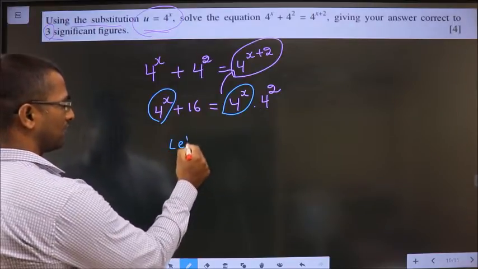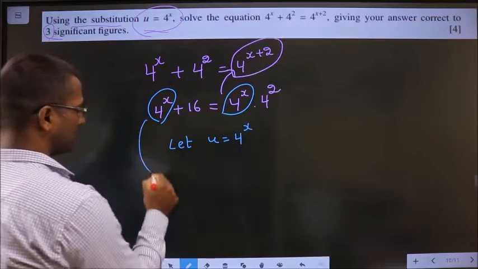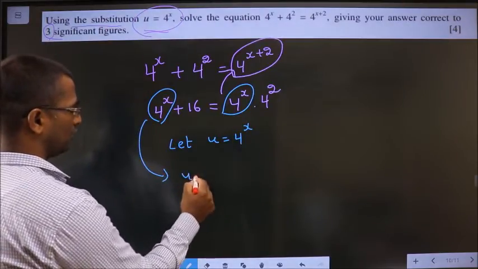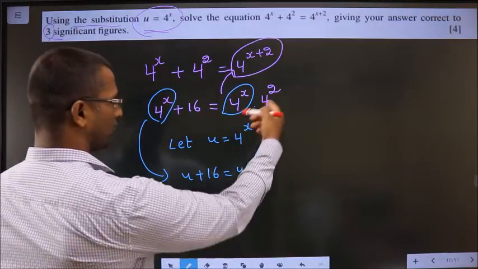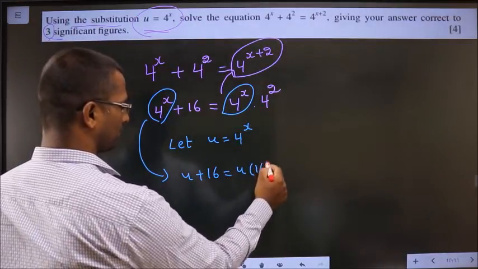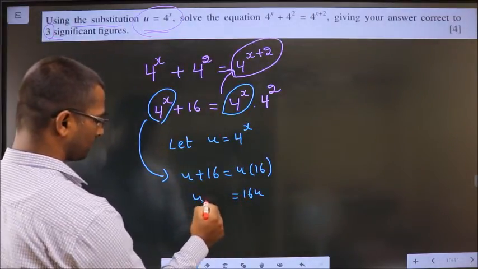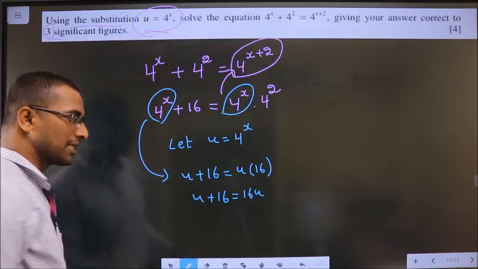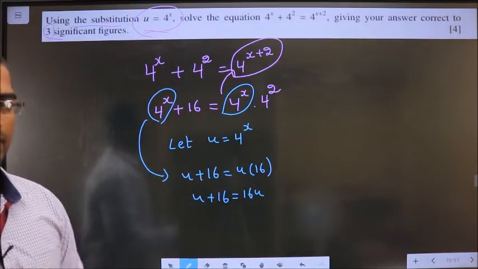Let u is equal to 4 power x. So, that will make this equation to be u plus 16 is equal to u times 4 power 2, which is 16. So, that is 16u. First, calculate u, that will give you x value.